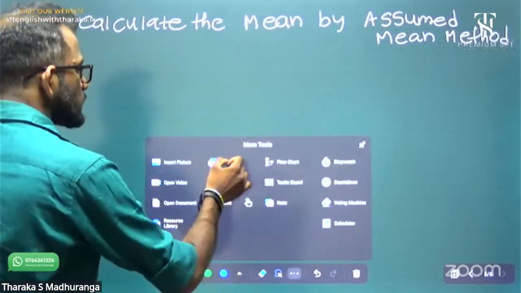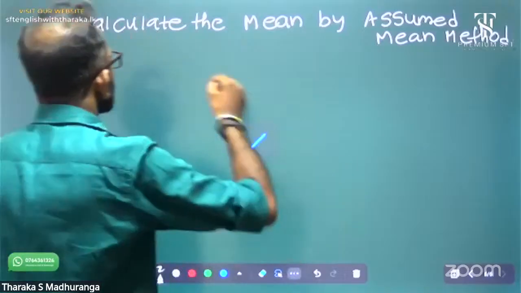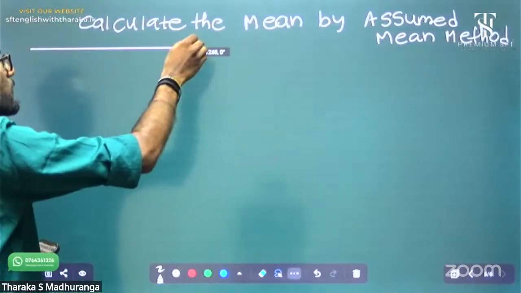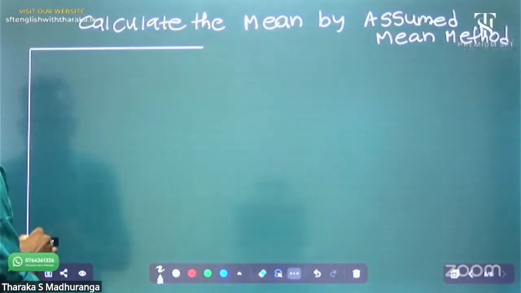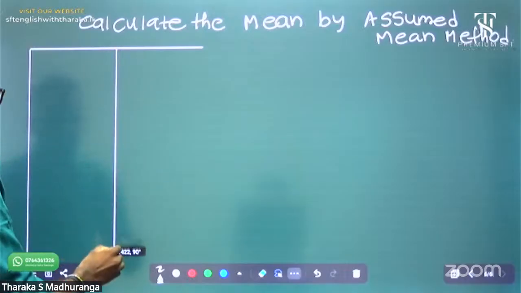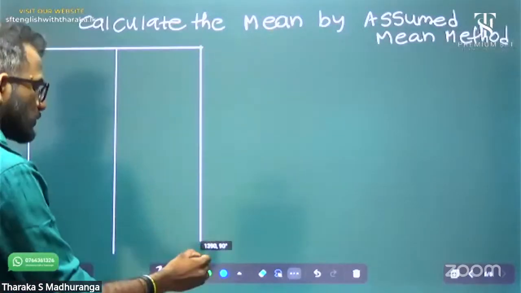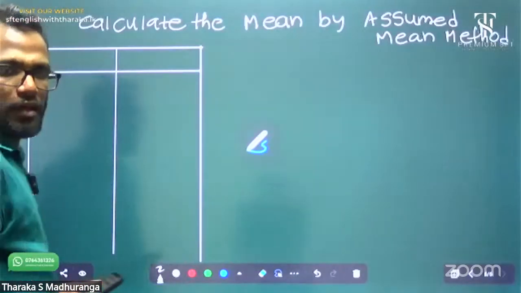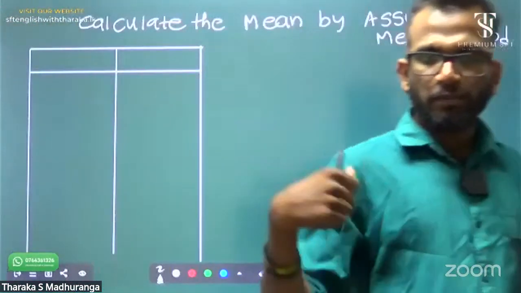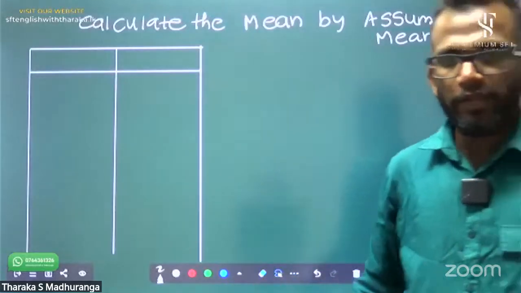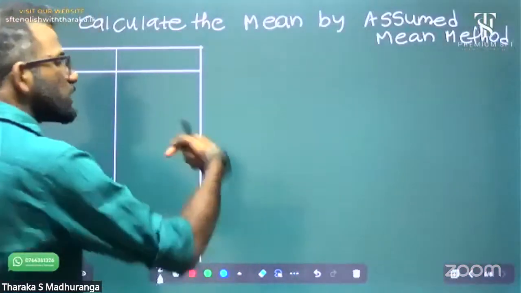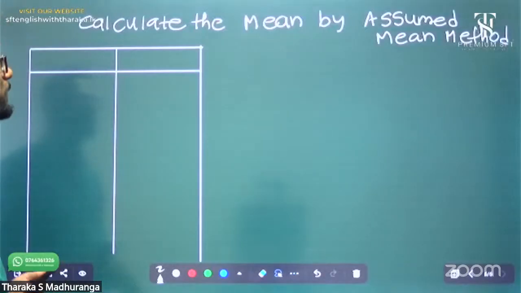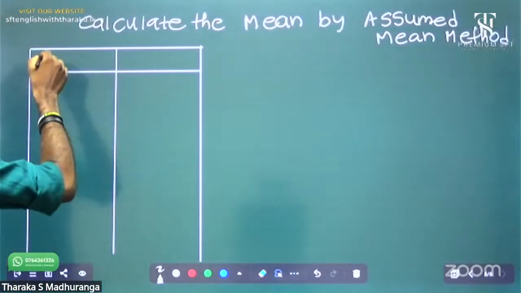Draw this question number 1. No need for notes for this lesson actually. Only calculation and examples, and you can understand everything. I'm not going to take time to give you notes. It's not about how to calculate the assumed mean itself, but it's better to practice this. Class limits, frequency.